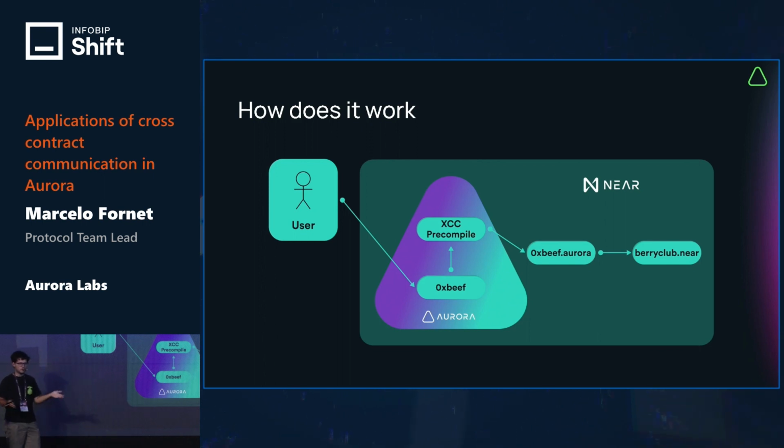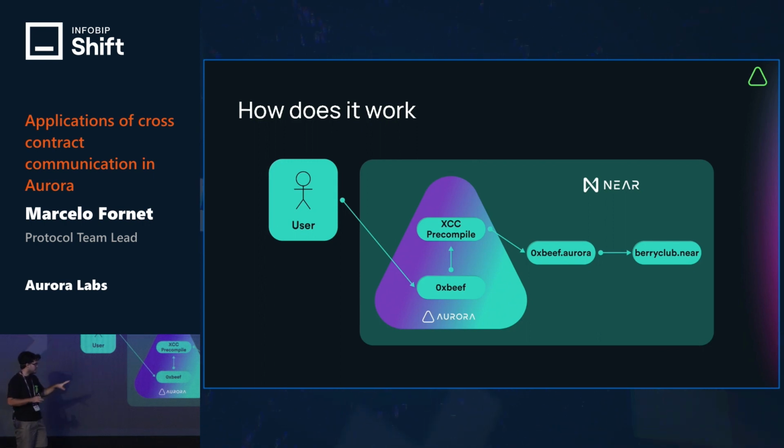It's a platform where you can paint, similar to r/place on Reddit, if you have heard about it. So we have 0xBEEF, that 0xBEEF user or application, wanting to interact with berryclub.near. What it does is call the cross-contract call precompile, which we have designed, with proper arguments. Basically, it needs to specify which contract it's targeting, and what the method and arguments are. And then the cross-contract precompile will be in charge of making sure that this cross-contract call is executed.